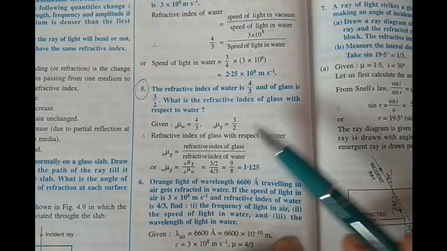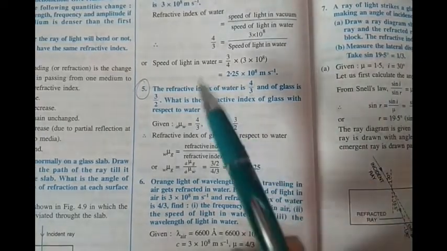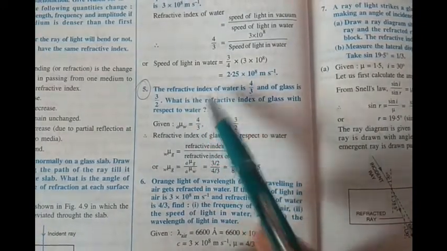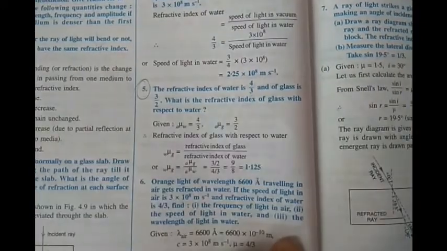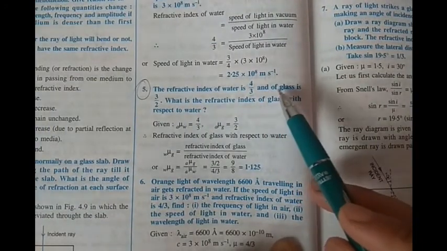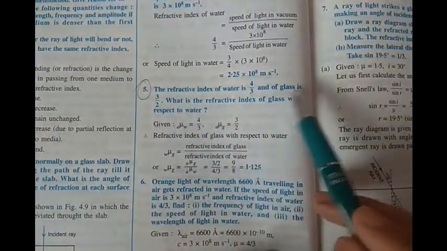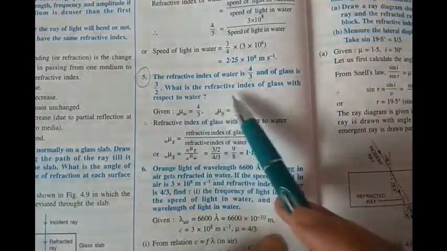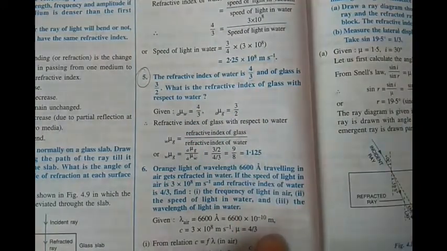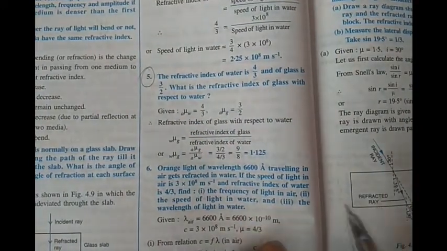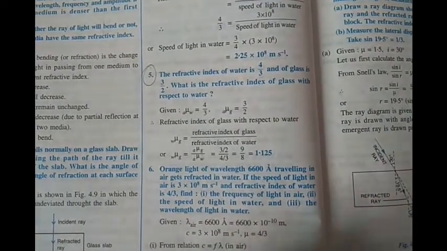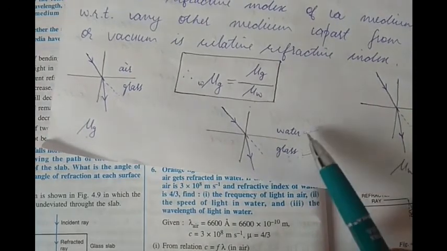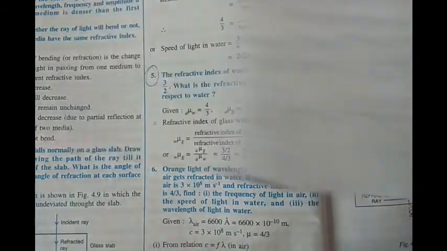Let us also look at this example that is given in the book, a numerical. The refractive index of water is 4/3. This means the absolute refractive index of water is 4/3, and that of glass is 3/2. So the absolute refractive index of glass is 3/2. So what is the refractive index of glass with respect to water? The question is asking you, in this very case, what is the refractive index of glass with respect to water.